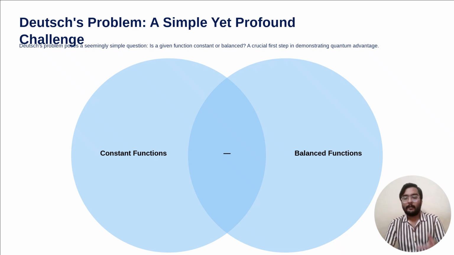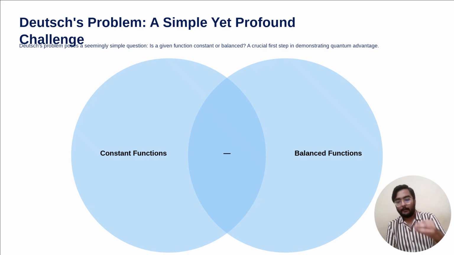For each function, we can look at its two outputs, f of 0 and f of 1. And the unknown function has two choices: whether the function is constant or balanced. But it is profound because it is the first problem where a quantum algorithm, Deutsch's algorithm, can answer this question with fewer queries than any classical algorithm.